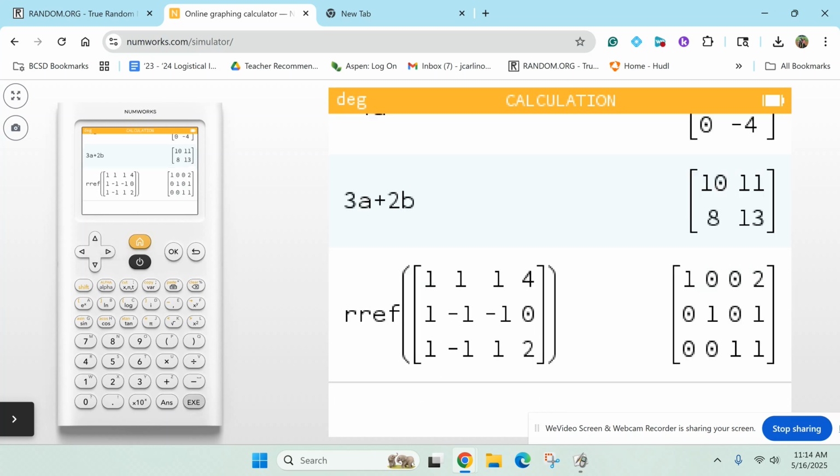And then everyone see what it gives us? X equals 2, Y equals 1, Z equals 1.